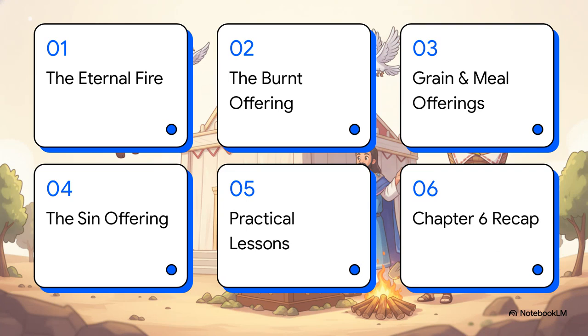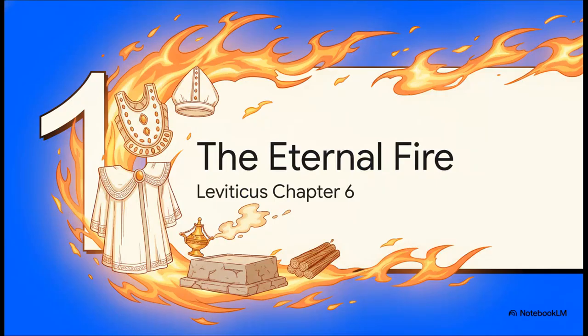Here's the roadmap for our explainer today. We'll start with context and the eternal fire, move on to the rules of the burnt offering, then the grain and meal offerings, followed by the rules of the sin offering. After that, we'll look at some practical lessons from the text, and finally, we'll wrap up with a chapter 6 short recap. Okay, let's dive into this.